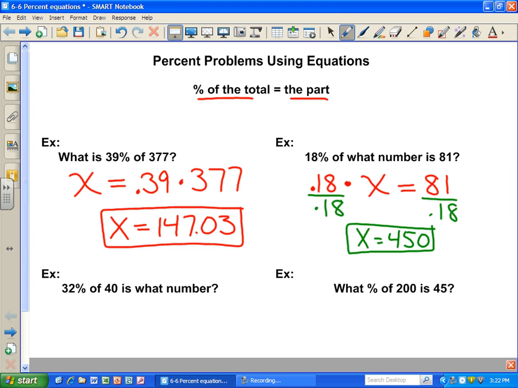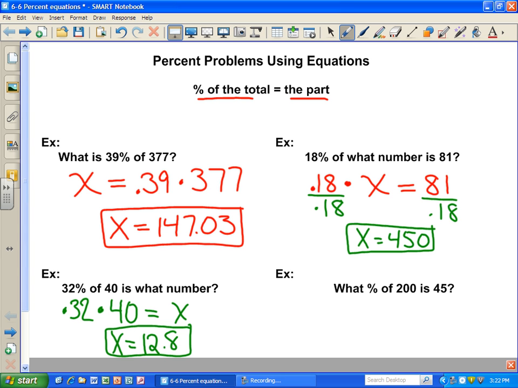Let's look at the next two. Again, left to right, 32%, 32 hundredths. Of means multiply. 40 is means equal. What number? And we just plug it into our calculator and solve our equation. 32% of 40, I know is going to be less than 20, since 50% of 40 is 20. So x is 12 and 8 tenths. And logically, I already know that that makes sense.